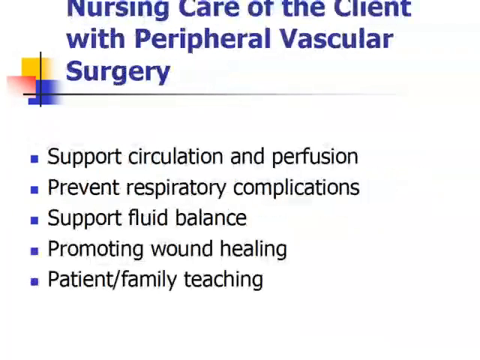Nursing care for the client with peripheral vascular surgery would include supportive measures to help with circulation and perfusion, to prevent respiratory complications, to support fluid balance, promote wound healing, and patient and family teaching. Fluid balance is very important, so make sure that these patients have accurate I's and O's, daily weights, and monitoring of lab values such as BUN, creatinine, and electrolytes, all of those types of things.